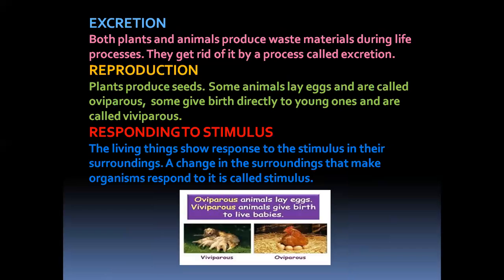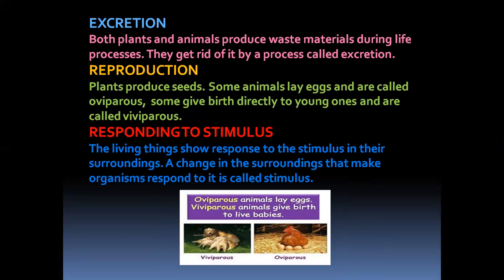Excretion. Both plants and animals produce waste materials during life processes. This waste should be sent out through certain organs present in animals, like kidneys and sweat pores. They excrete it out with the help of these organs. So they get rid of it by the process called excretion.